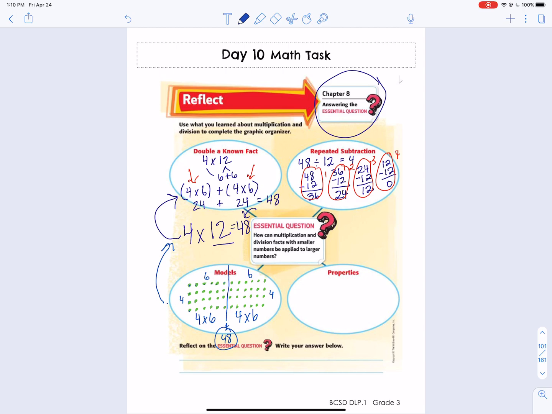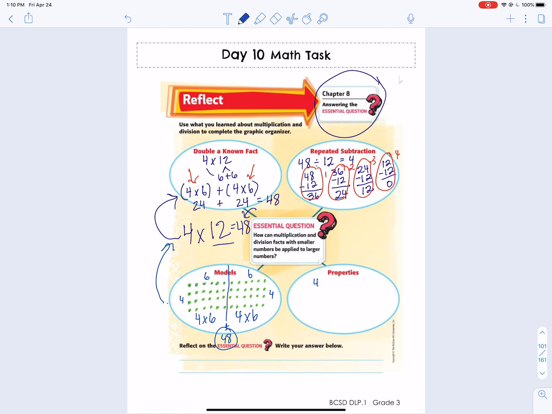Basically, what the associative property says is that we can multiply more than 2 factors, and we can multiply them in any order that we want, and we can get the same answer. We can group them with parentheses, and we can get the same product. Okay, so the way that it applies to this math fact is when we double a known fact.